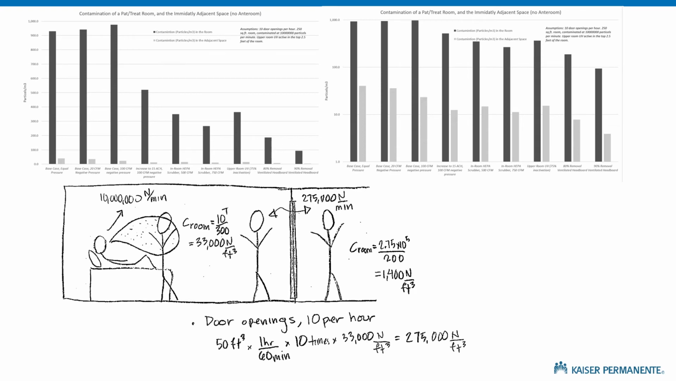So from the perspective of someone in the room next door, those headboard options are pretty clearly the best, right? Even though they're not negative pressure rooms. And I would say the ventilated headboard options also protect stick figure number 3 here, second from the right.